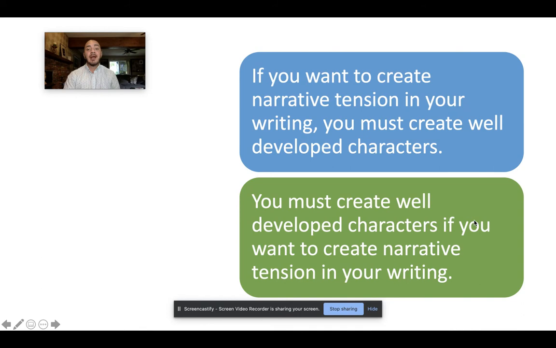We can also flip it around. The subordinating conjunction can come either in the beginning of the sentence or in the middle of the sentence. So you must create well-developed characters if you want to create narrative tension in your writing. If is still our subordinating conjunction, regardless of whether it appears in the beginning or the middle. And if you want to create narrative tension in your writing is still our dependent clause, whether it appears in the first half of the complex sentence or the second half.